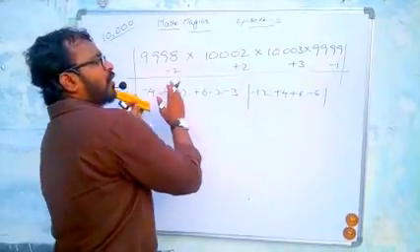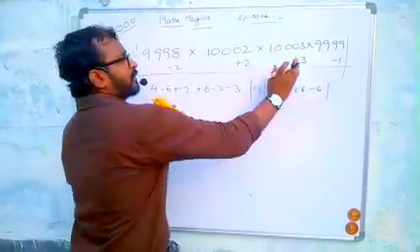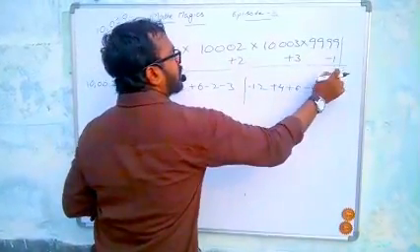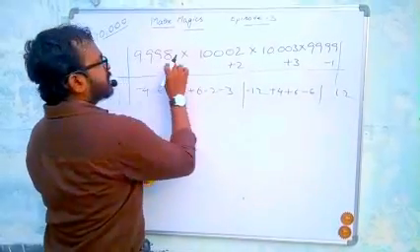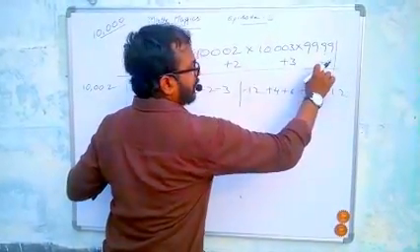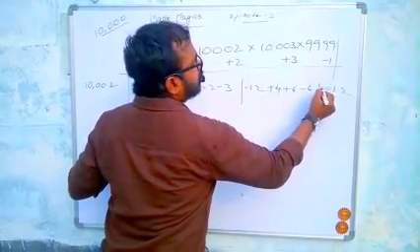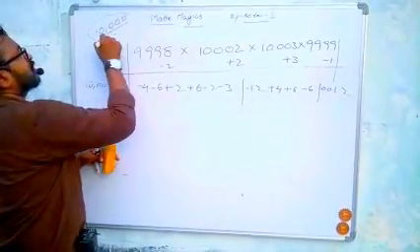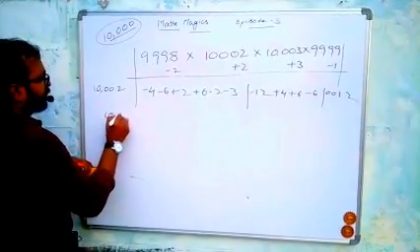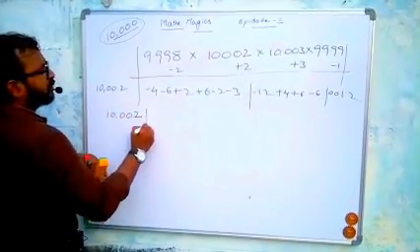We have to find the product of all four numbers together. 2 twos are 4, 4 threes are 12, 12 ones are 12. Minus into plus is minus, again minus into plus is minus, then minus into minus is plus, so plus 12. But write 2 more zeros here because its base is 10,000. 10,000 consists of 4 zeros. Now finally we are concluding this step: 10,002.